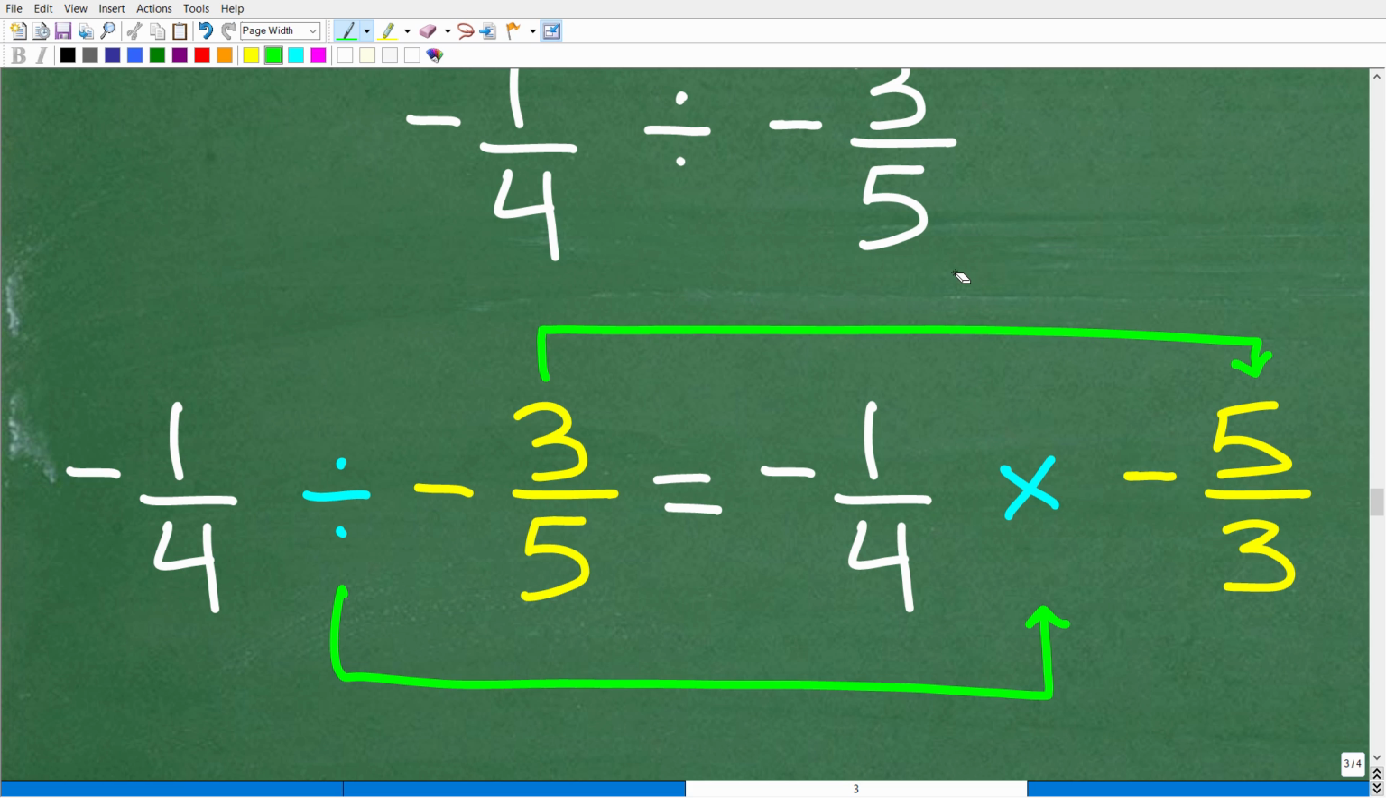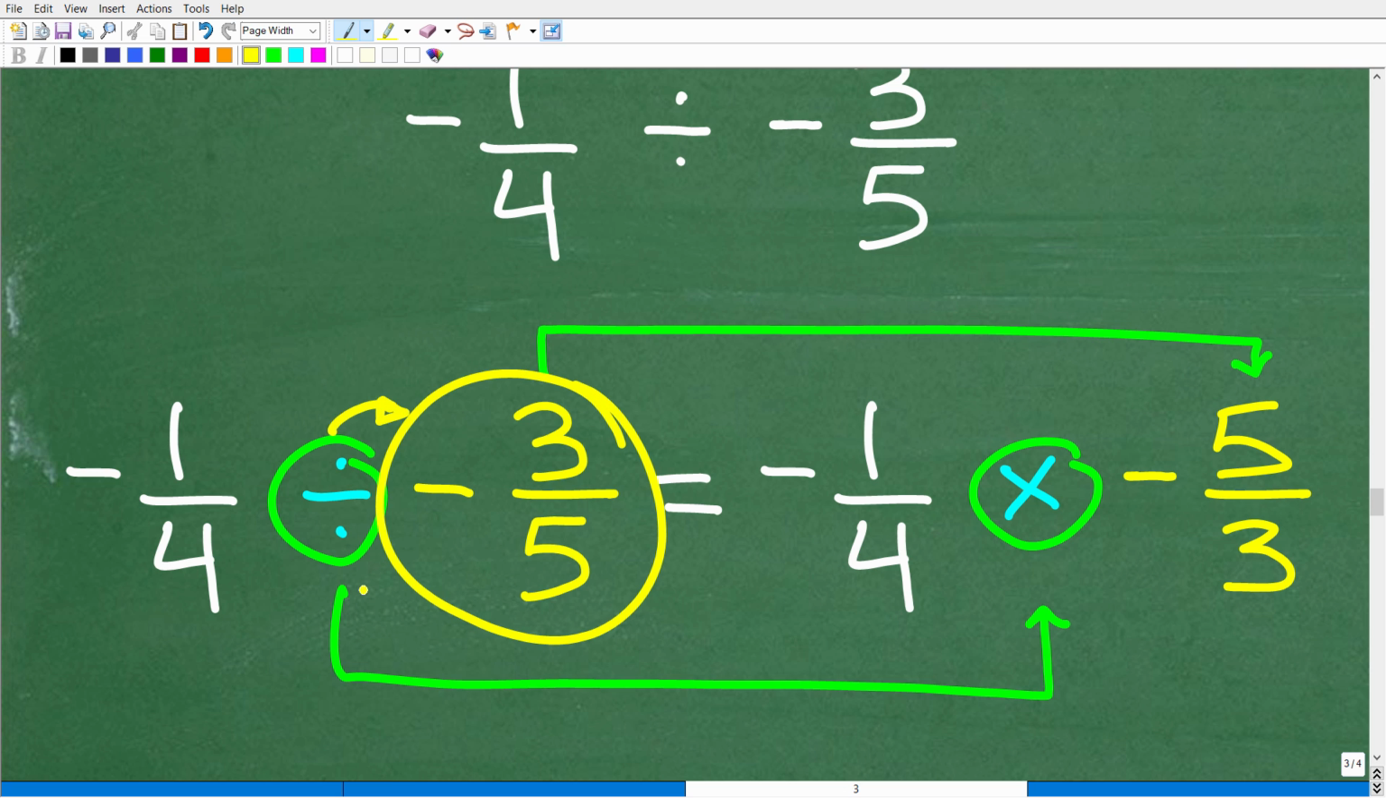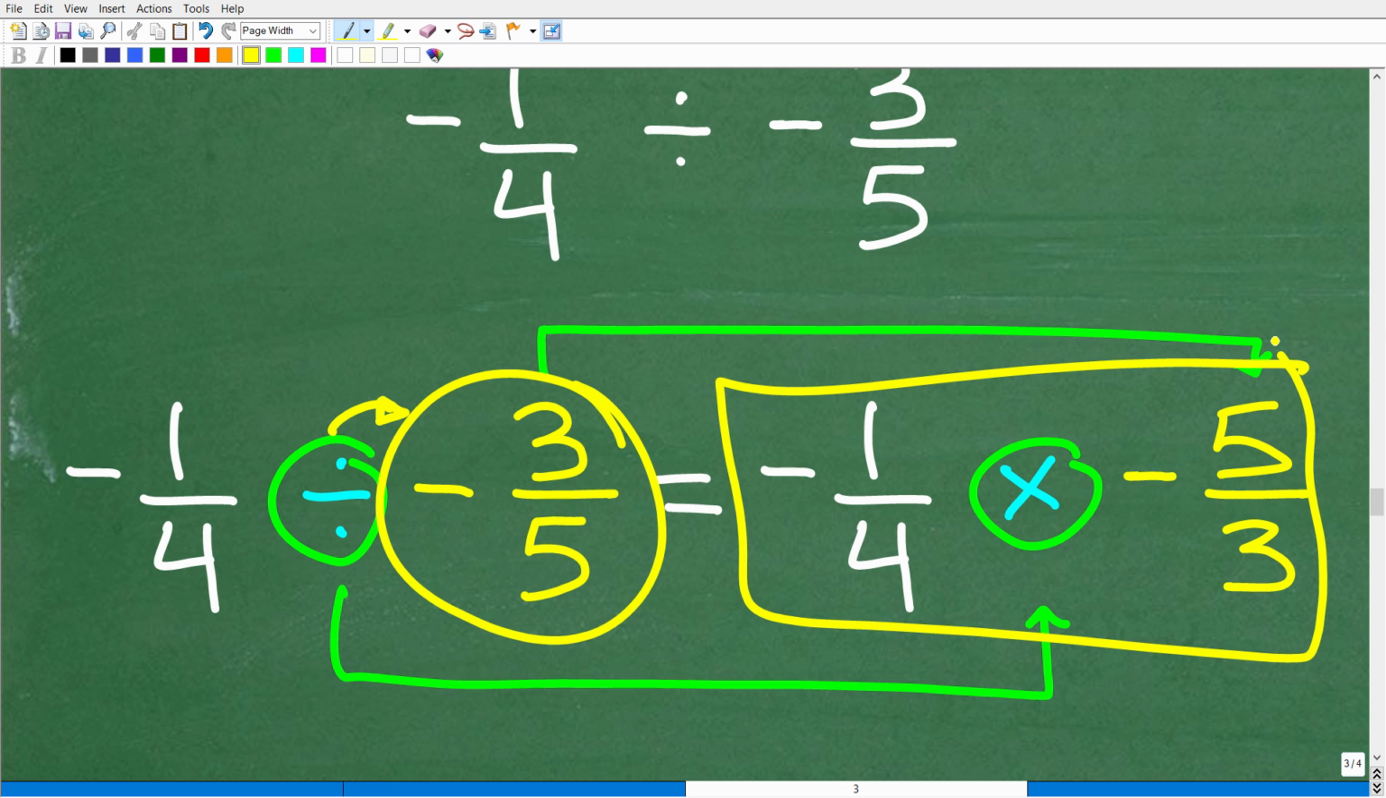This is quite easy. We're going to go from division to multiplication by flipping the fraction to the right of the division operator. The fraction to the right of the division operator is negative 3/5. So we just have to flip this upside down and this operation becomes multiplication. So now we have negative 1/4 times negative 5/3, and this is very easy to calculate. When you divide fractions, you flip the fraction to the right of the division sign and then multiply. All right, so how do you multiply fractions?